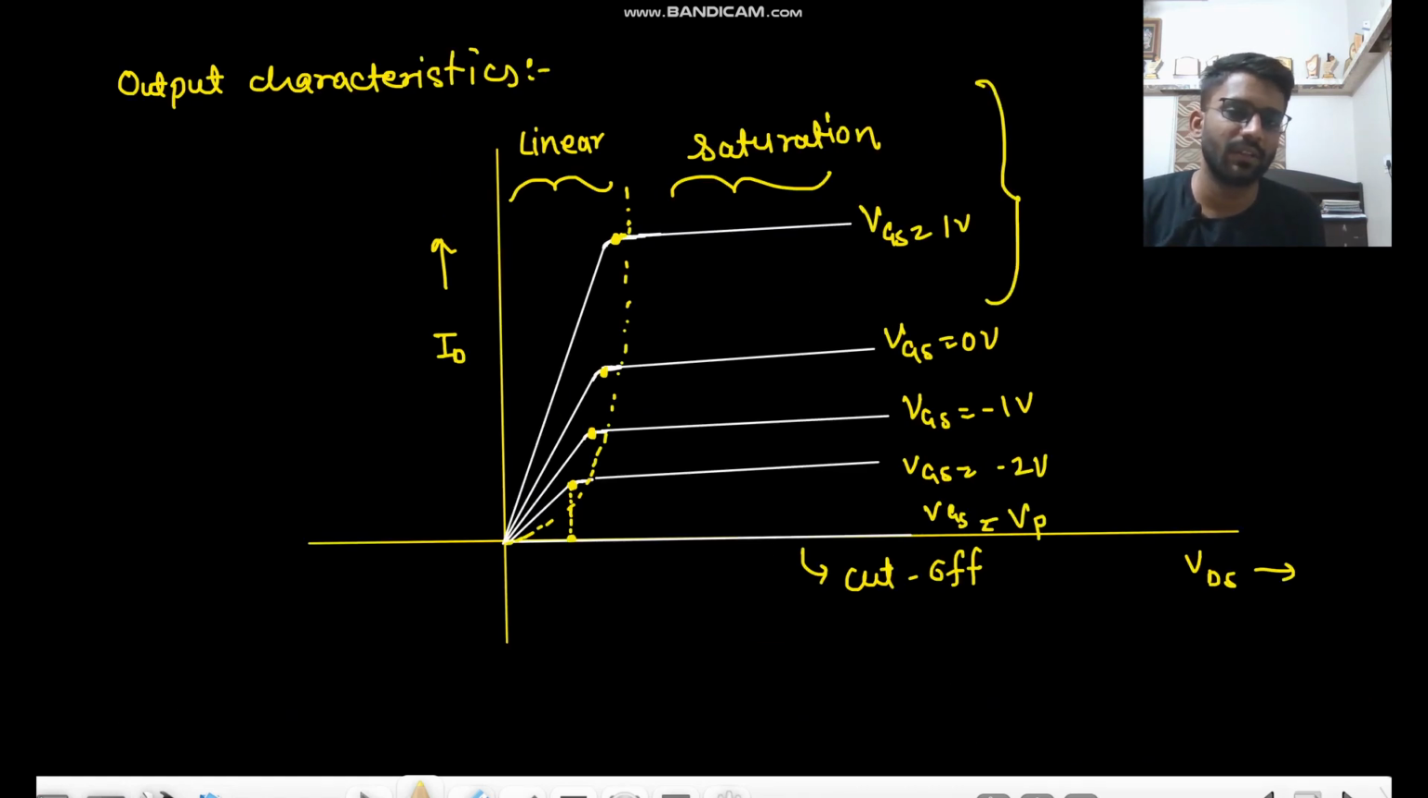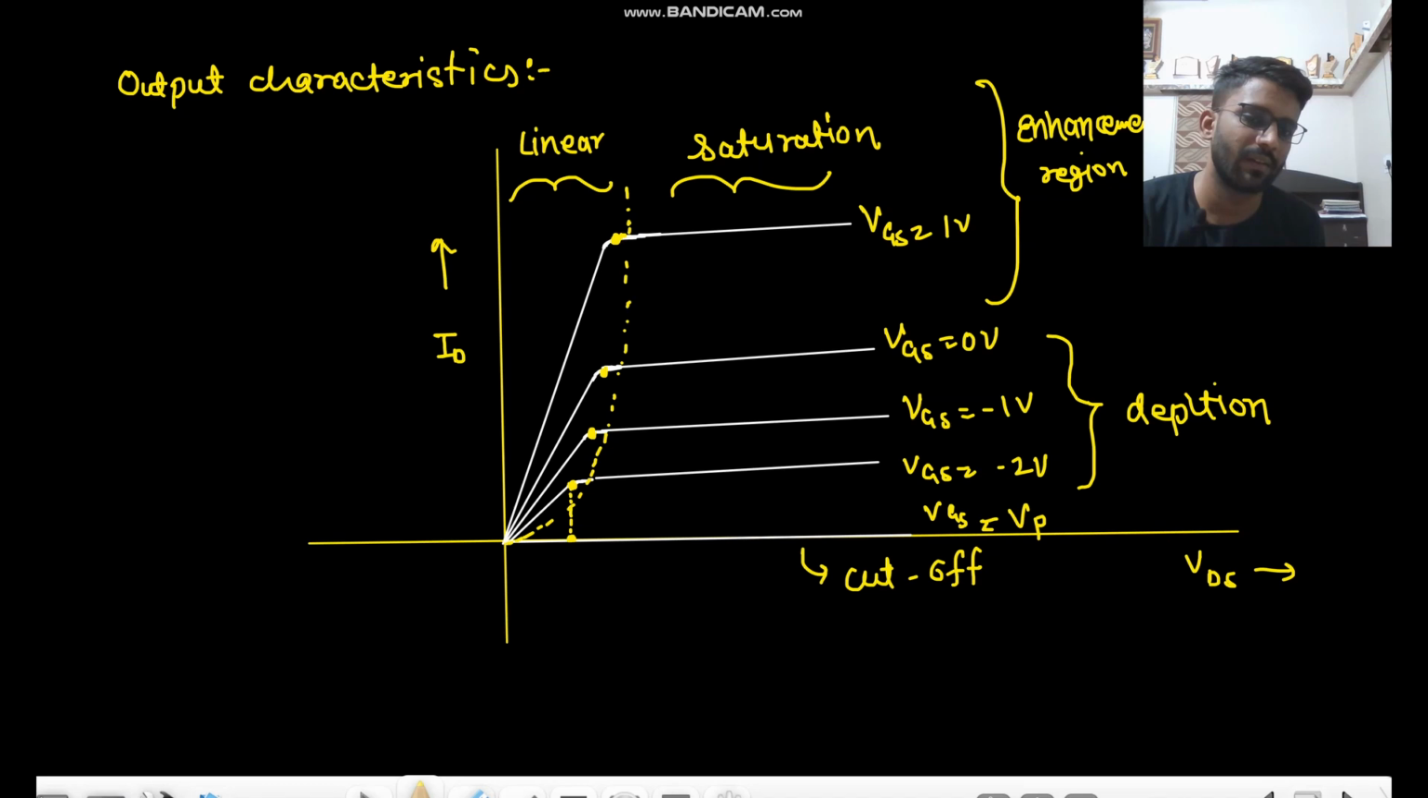So this complete region is the enhancement region, and this complete region is the depletion region. Okay, so that's the complete characteristics.